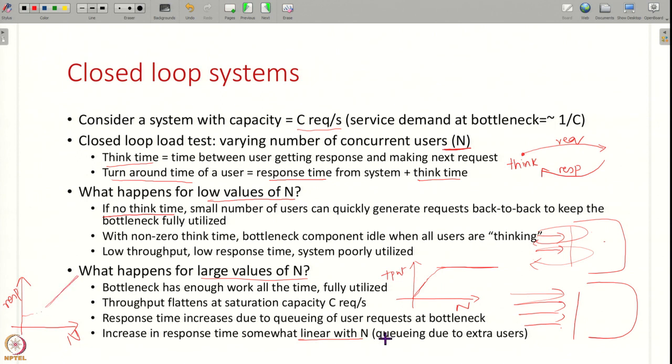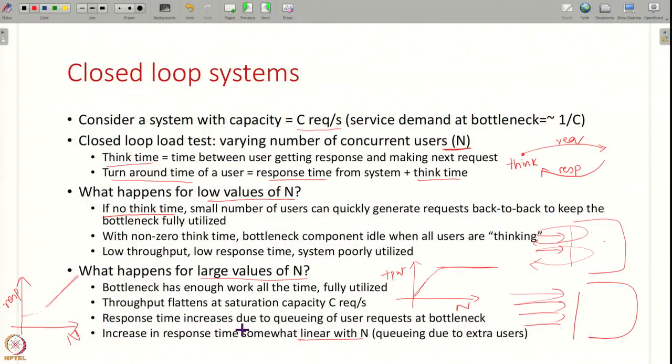Why? Because what is your queuing due to? Your queuing is due to the extra users. Suppose your system has 10,000 users; you will have at most 10,000 users waiting in front of you in the queue, and therefore your response time does not blow up the way it does with open loop systems, but is somewhat linear in n. It increases somewhat slowly because there are only so many users in the system. You do not have unlimited load coming into the system; you have a finite number of users who can only generate so much load. So with closed loop systems, the response time also increases.